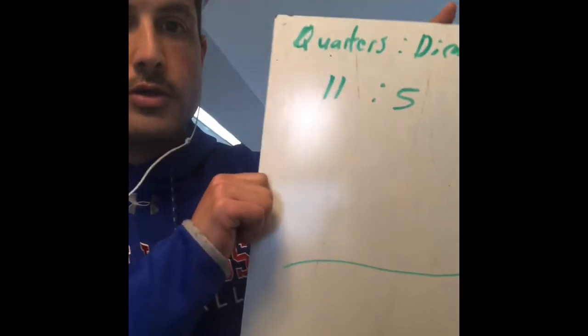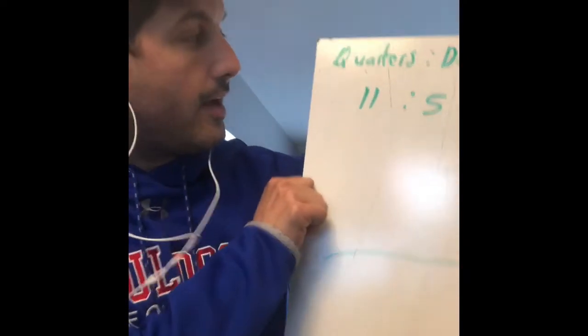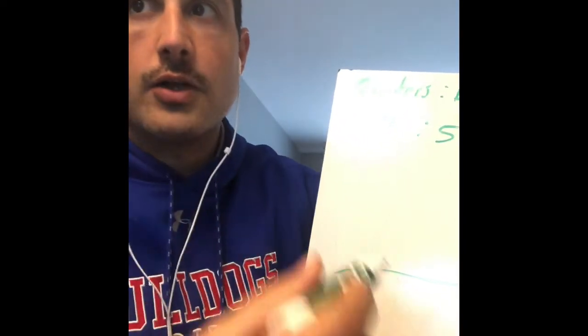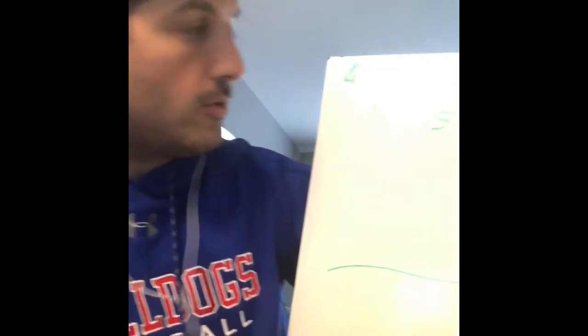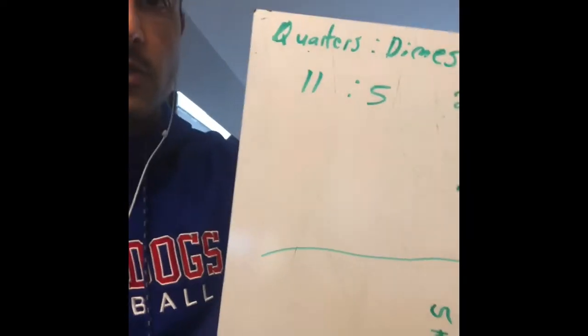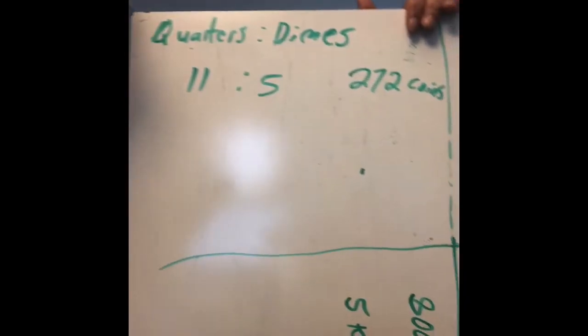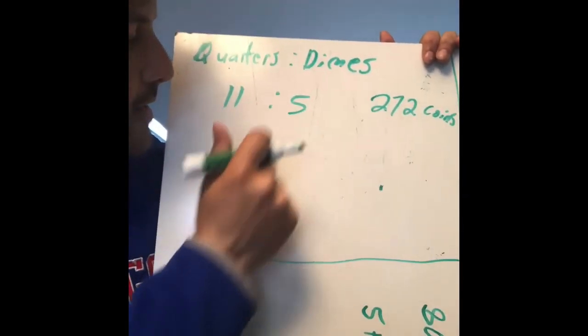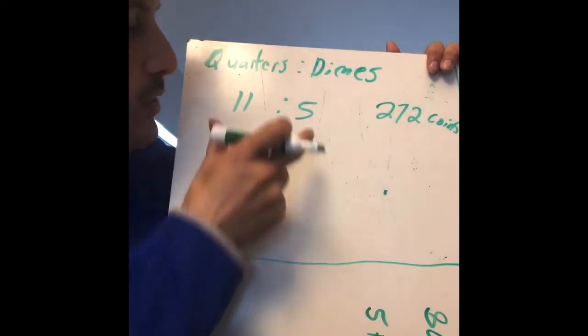Okay, the next question out of the homework is a jar of coins contains quarters and dimes in the ratio 11:5. If there are 272 coins in the jar, determine the number of each coin. So to solve that problem, we've got quarters and dimes in an 11:5 ratio, and we also have 272 coins. For me, the easiest way is to essentially take the 11 and the 5 and add them together, you get 16.